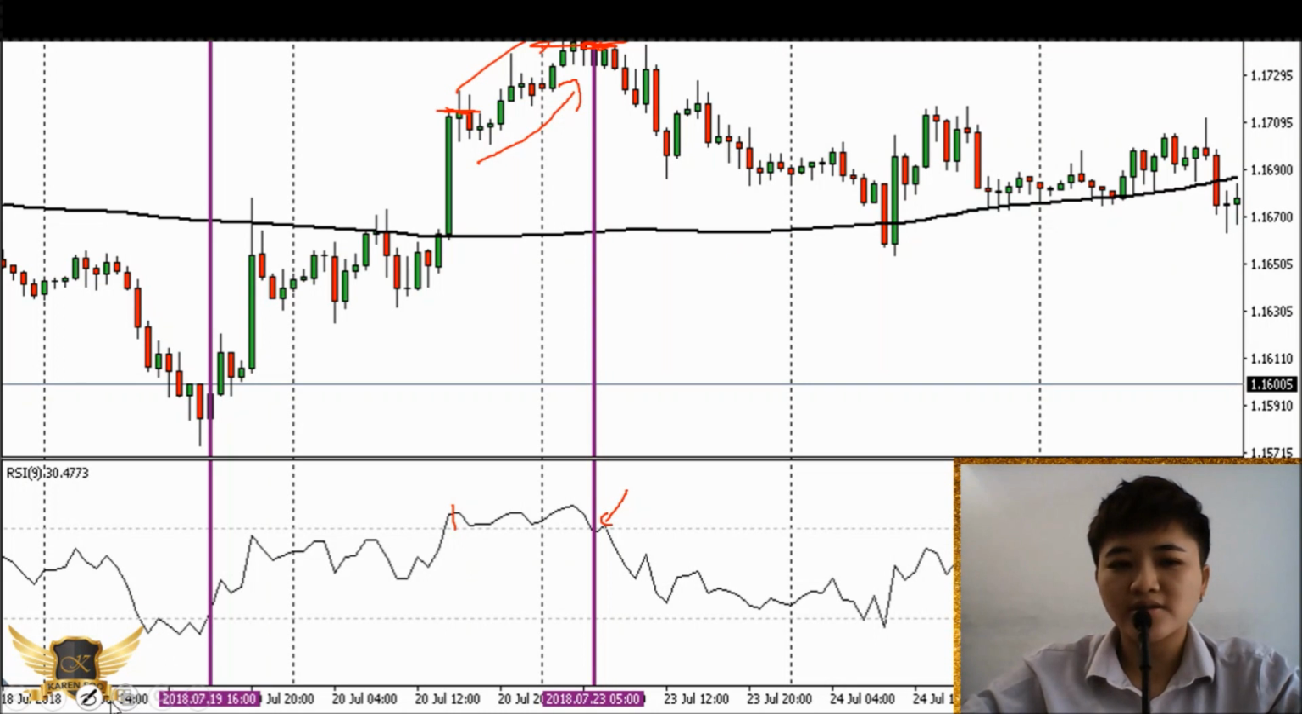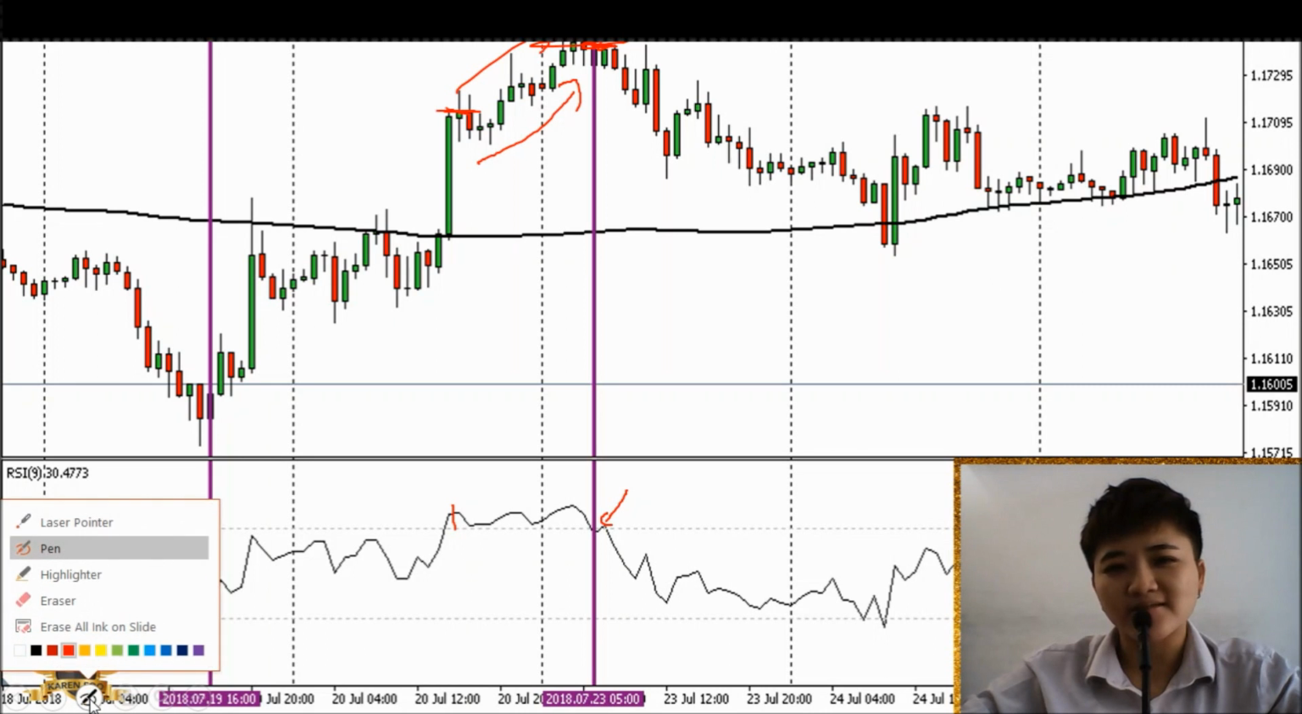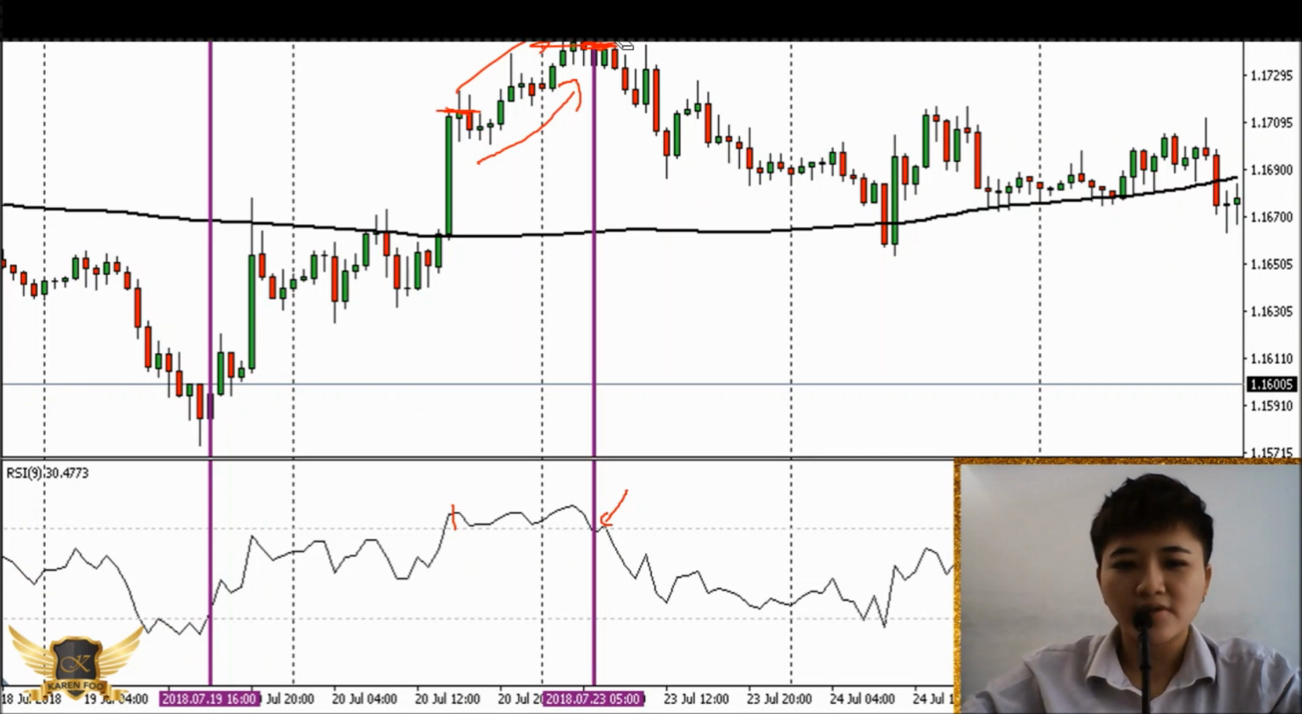But still, I don't recommend trading against the trend, because if you are selling over here, very likely the market is just beginning an uptrend, right? You don't want to get killed just like that.